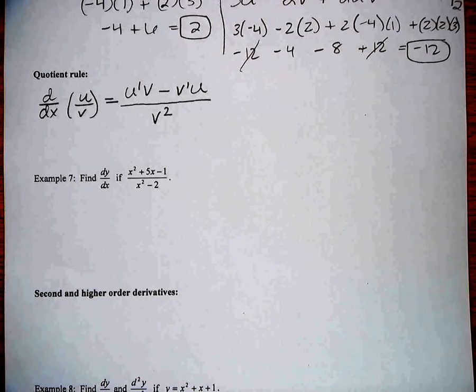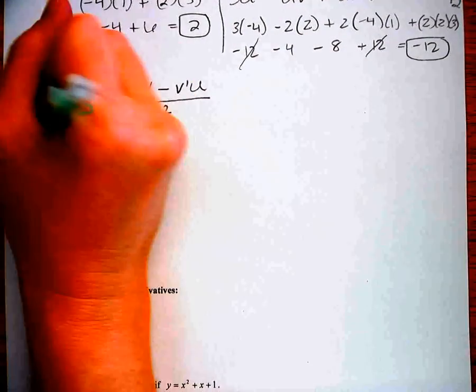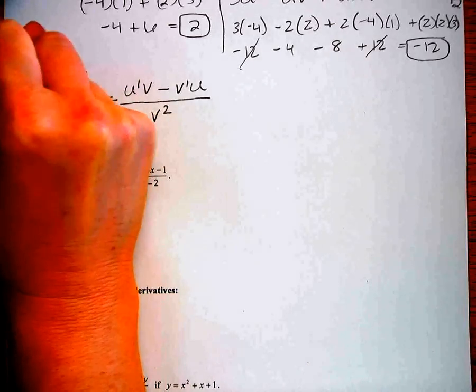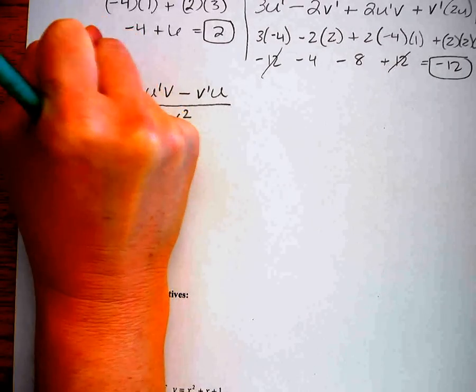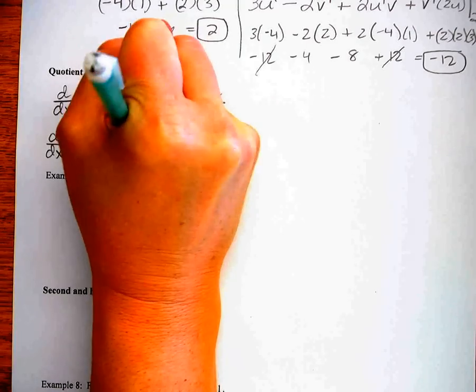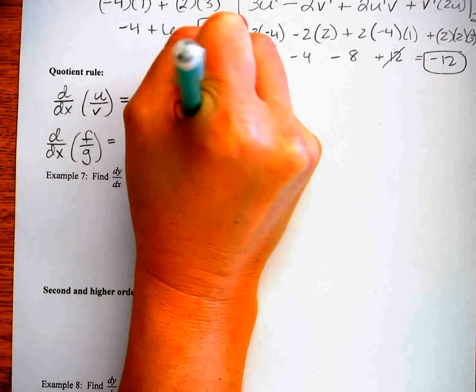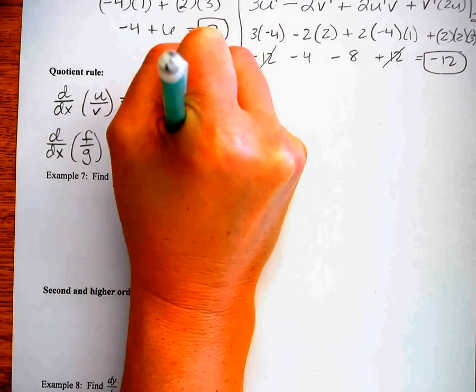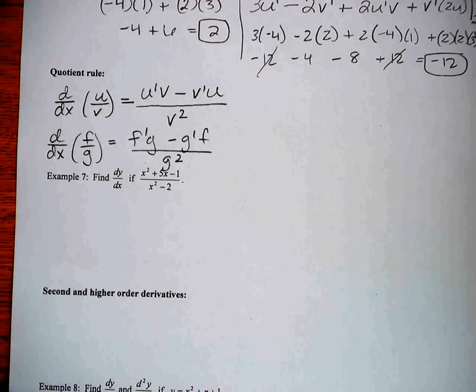You gots to know your quotient rule. Now, again, just to stay consistent with other textbooks, sometimes you'll see this as f prime g minus g prime f all over g squared. So I want you to be able to be comfortable no matter how you see it written.